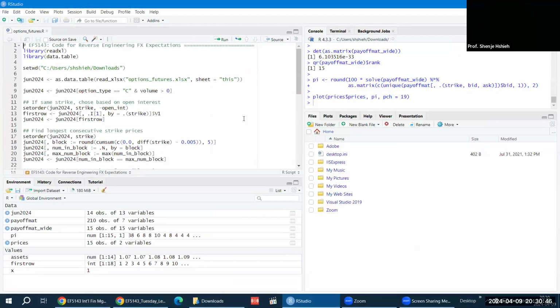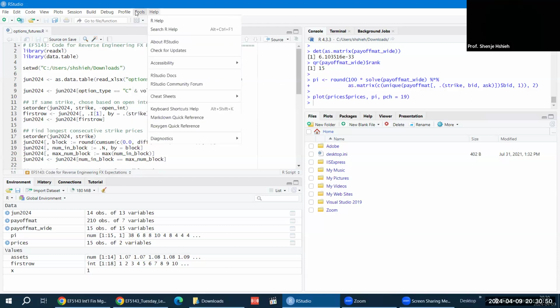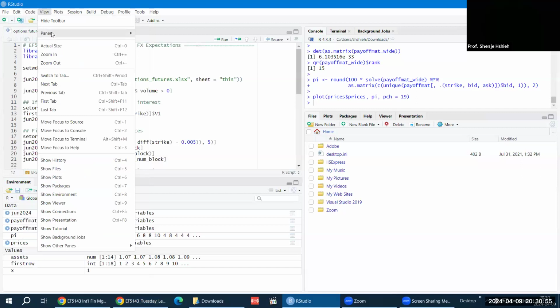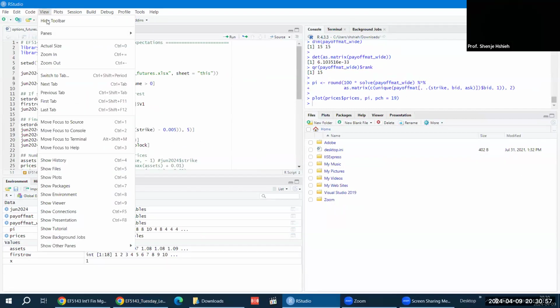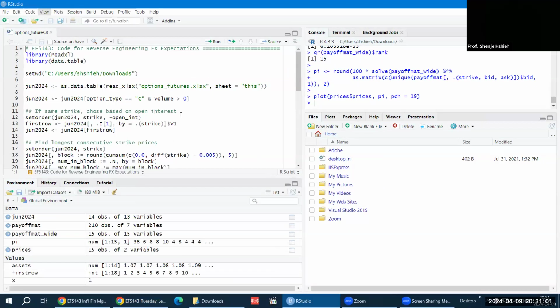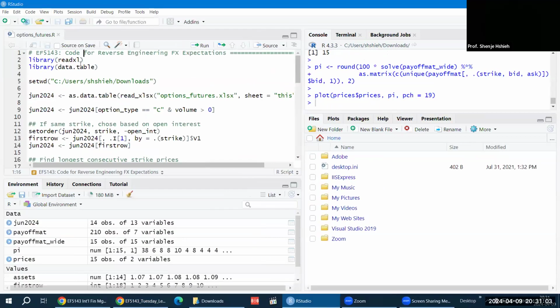I hope you can see the text. Maybe I'll zoom in a little bit. All right, I work with R. Sorry if you work with Python, just bear with me if you've never seen R before.